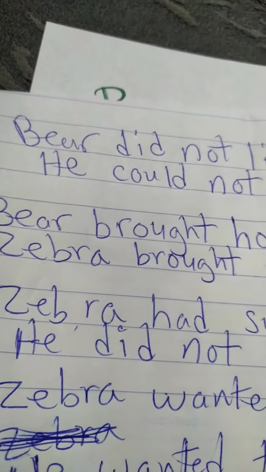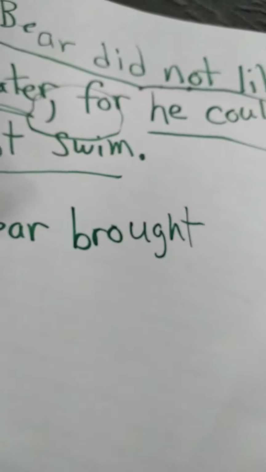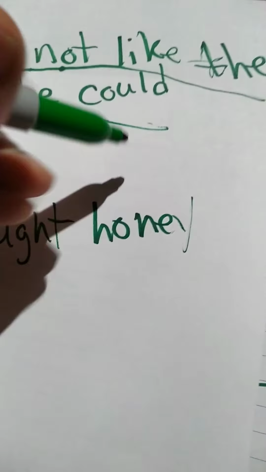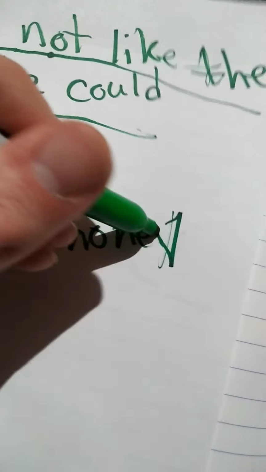Bear brought honey. Man, what time is it? Is it time to go to bed yet? Bear brought. I did it again. Bear brought honey, comma, and okay. What was the rest of it, you guys? Bear brought honey, period. Zebra brought carrots.